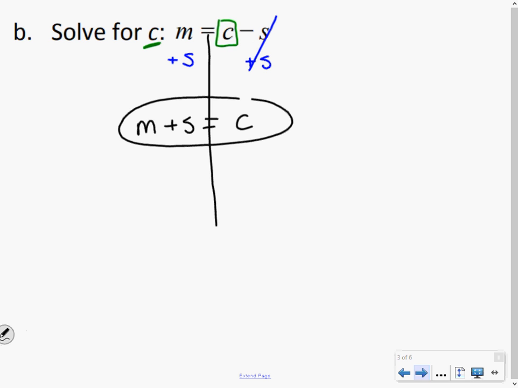Now keep in mind that on the left side here, I'm just leaving this as M plus S because I don't know how to add those two things together. Okay, if they were numbers, yeah, we would add them, but since they're different variables, we can't do anything. This is what our final answer looks like.